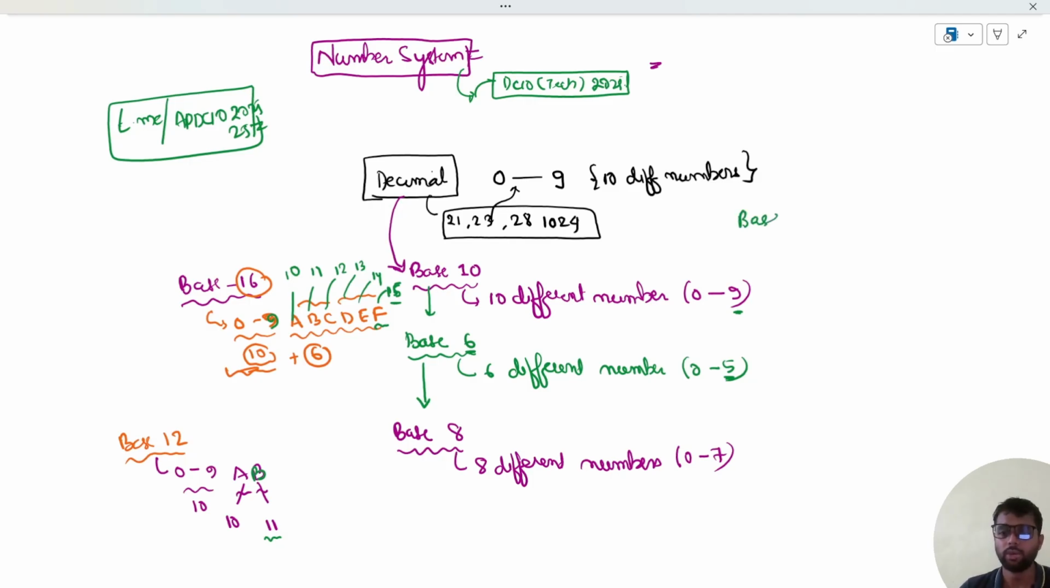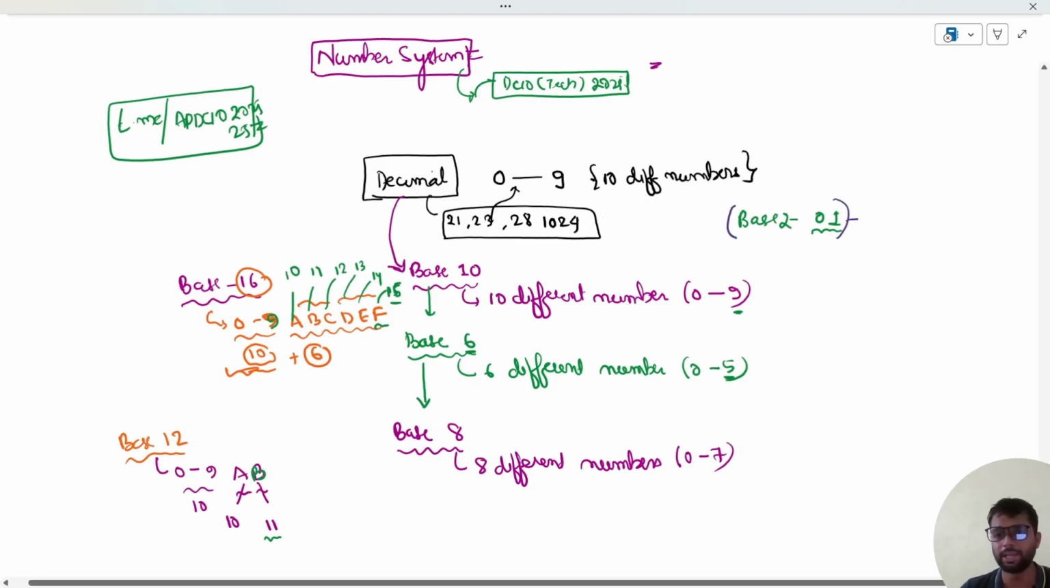If we say the base is 2, we have only two unique identifiers, that is 0 and 1. So, friends, this base 2 number system is known as the binary number system.